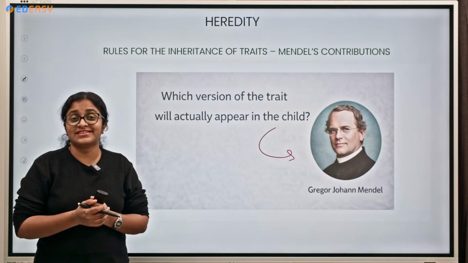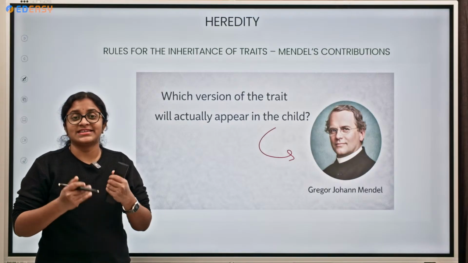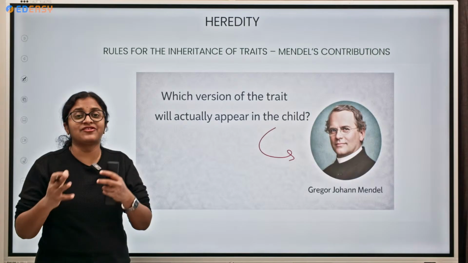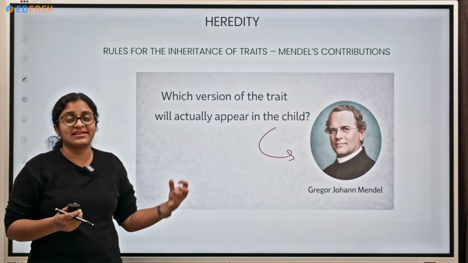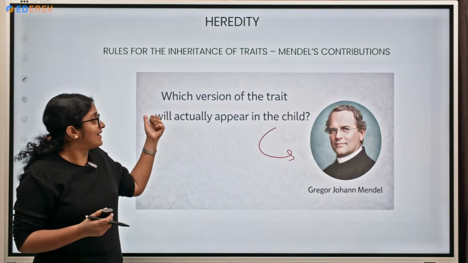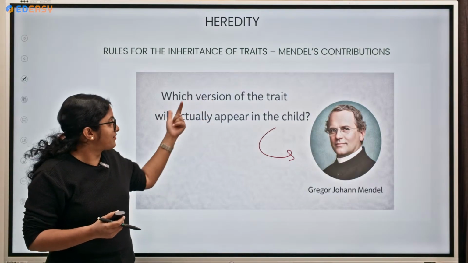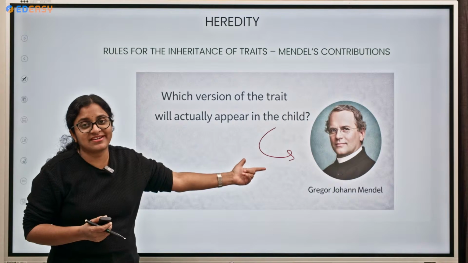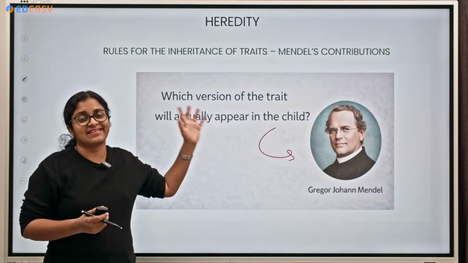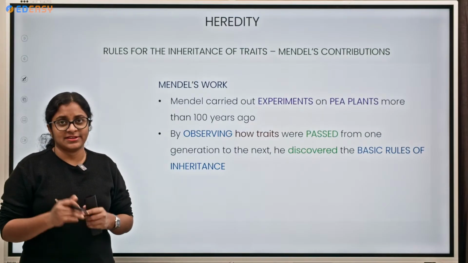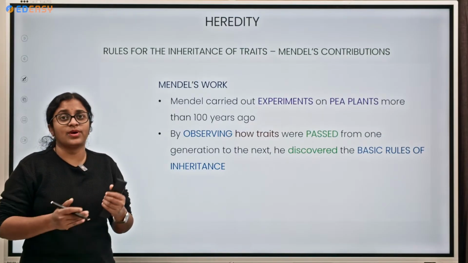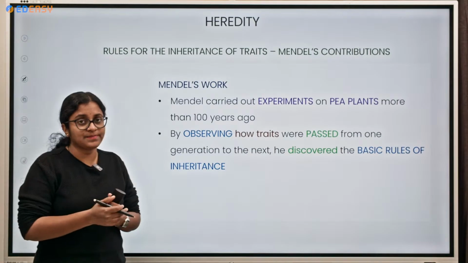So he understood how the generations, how the inheritance and how the traits are getting expressed, and he understood the logic behind the question of which version of the trait is actually appearing in the offspring. So what were Mendel's contributions? The rules for inheritance of the traits. What did Mendel do?